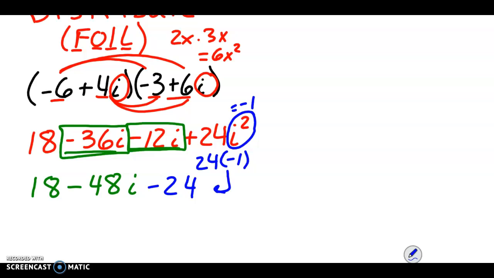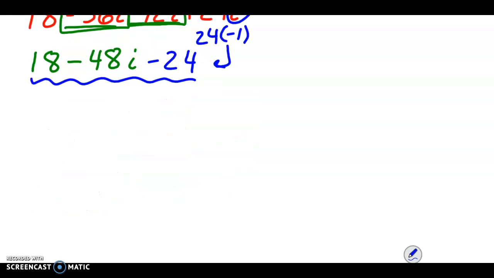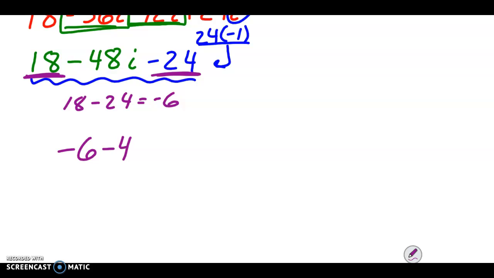Then one extra thing that you need to be careful with, if you were to type this into Alex, it would say you need to further simplify your answer. Well, that's because when this turns into -24, I now end up with 2 more like terms with these real numbers. 18 minus 24 is -6. So my final answer is actually -6 minus 48i.